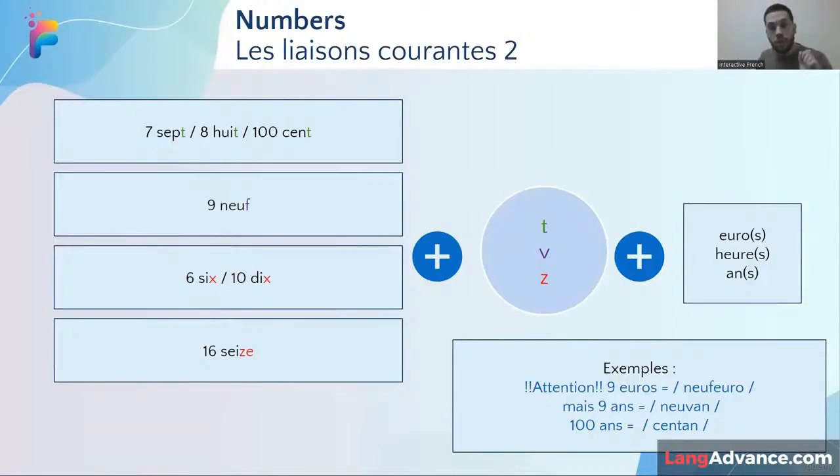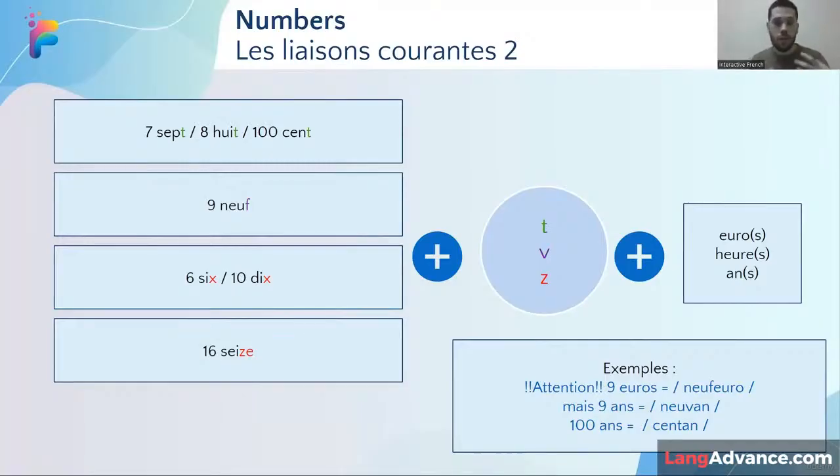Now we have a special one with neuf. Typically it ends with an F, and you would say 9 euros. You would do the liaison here with the F. But for other words, such as heures and ans, the F would turn into a V, orally speaking. So you would not say neuf heures or neuf ans with an F, but with a V: 9 heures, 9 ans. So we have a V sound here.